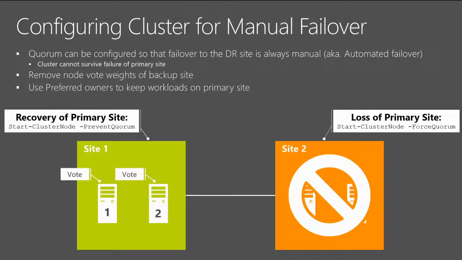I talked about how each node has a vote. You can actually toggle the votes on the nodes manually. So if you never want the DR site to win ever, and you only ever want to go to the DR site when you manually say you want to, then you can drop the votes off those nodes and set them to 0, and then you can do a manual failover to the site.